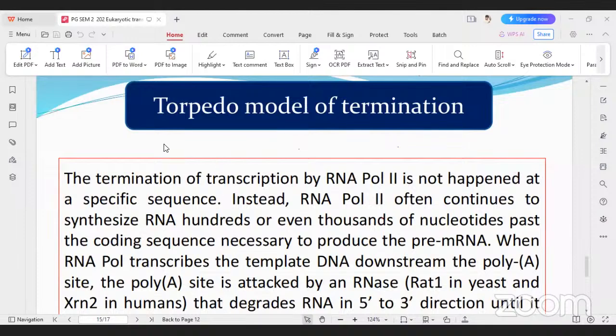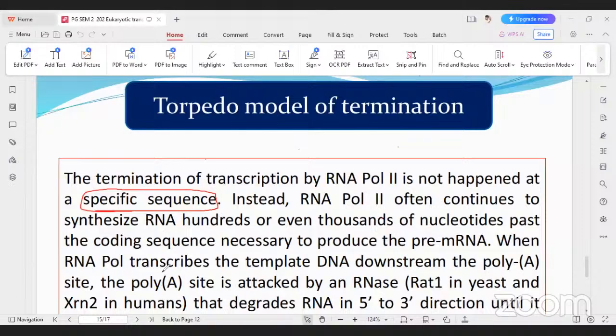Let's see this termination. Termination means the end of the preparation of the mRNA strand. In termination, first let's see the torpedo model. In termination, transcription by RNA polymerase does not stop at a specific sequence. There is no specific sequence. RNA polymerase 2 often continues to synthesize RNA for hundreds or even thousands of nucleotides. This keeps continuing.